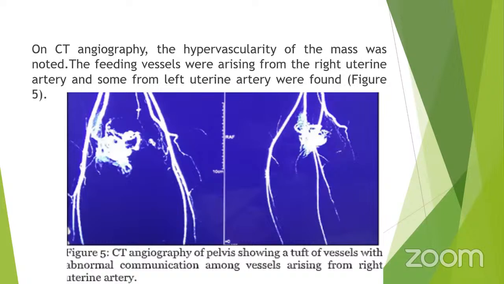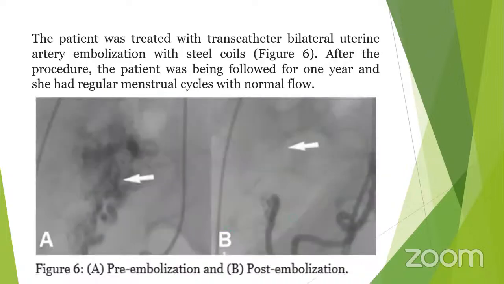On CT angiography, the hypervascularity of the mass was noted, arising from both the right as well as left uterine artery, forming an arteriovenous malformation. Later, the patient was treated with transcatheter bilateral uterine artery embolization with steel coils. After the procedure, the patient was followed for 1 year, and she had regular menstrual cycles with normal flow. So, pre-embolization as well as post-embolization image.